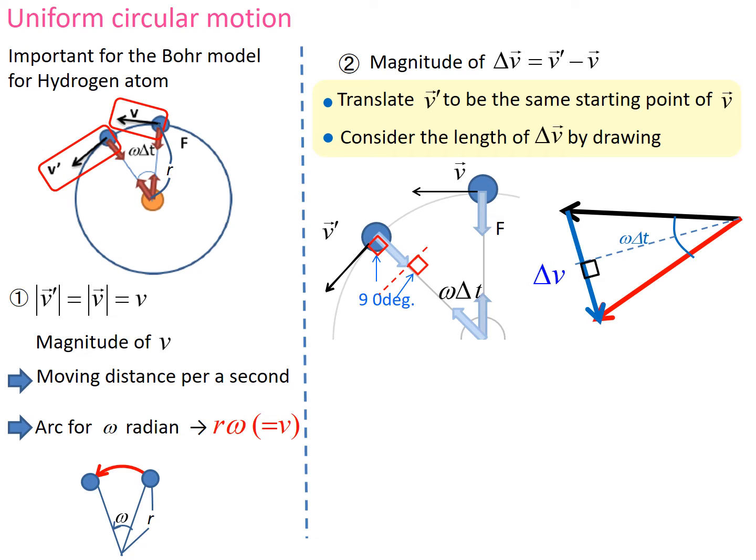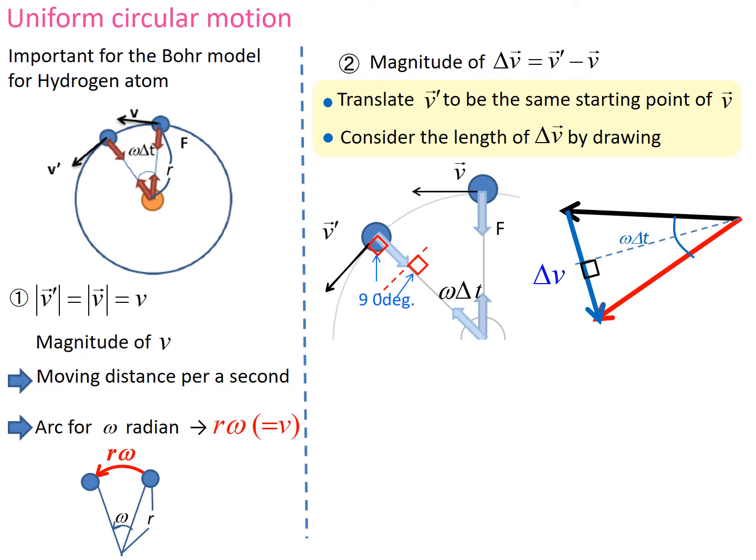Although the v prime vector and the v vector are oriented differently, they are always the same size because of the uniform circular motion. The magnitude of the velocity is expressed by how many meters an object moves per second. After 1 second, the object moves by an angle of omega, and the length of this arc corresponds to the speed. This length is the radius times the angle, expressed as r omega. Therefore, the speed v is r omega.